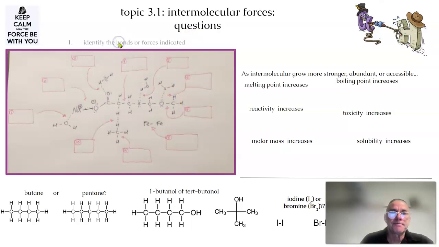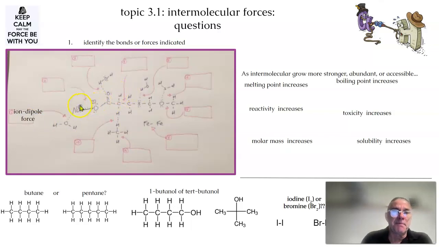And there it is. Identify the bonds or forces indicated. There's a 1 here and a 10 here, and let's do all 10. Pause each one and see if you're getting it right. Here we have an ion and something that is polar, so this should be an ion-dipole intermolecular force.